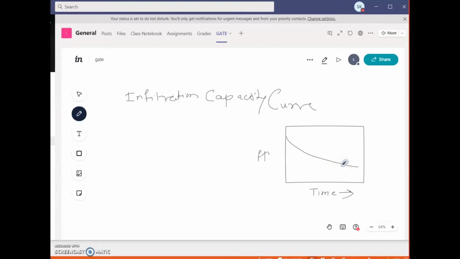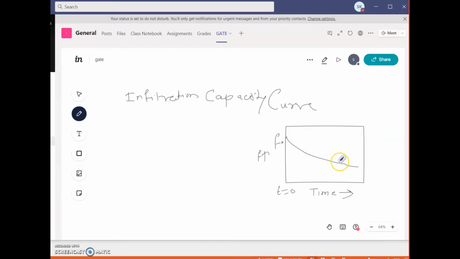So it gives you the idea that initially it is very high. Suppose time t is equal to 0, so I will mention it here on the x-axis. At that time, initially, the infiltration rate will be very high. We can mention f naught here. So this point is f naught.